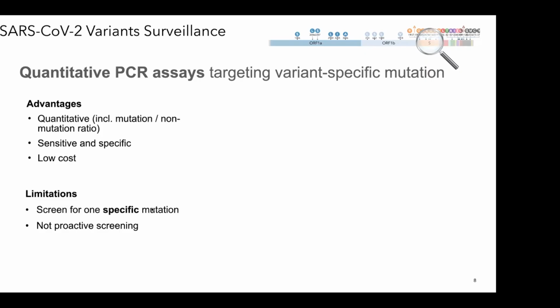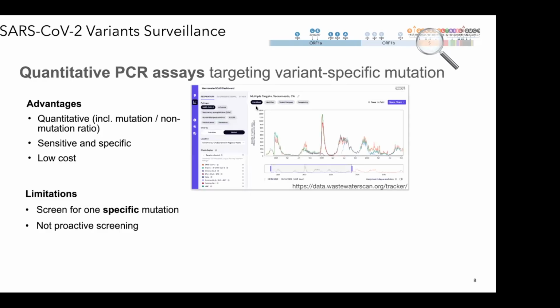The limitation, it can only screen one mutation at a time, and it's not a proactive screening in the way that if tomorrow there is a new variant, by the time we develop the PCR assay, the variant may be already gone. And especially with Omicron, you have so many variants that are sharing the same mutation, it can become pretty tricky.